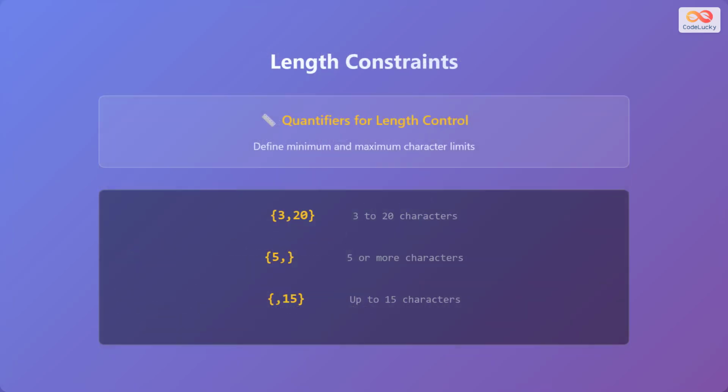Let's talk about length constraints. Quantifiers in regular expressions are used to control the length of the username. The expression within curly braces, 3,20, means that the username should be between 3 and 20 characters long. The expression within curly braces, 5 comma, means that the username should be 5 or more characters long. Finally, the expression within curly braces, 0,15, means that the username can be up to 15 characters long.